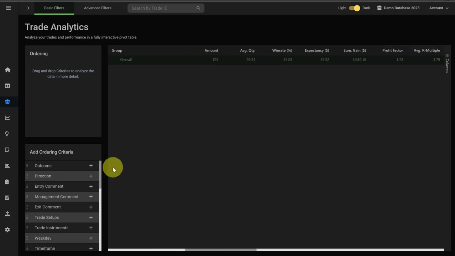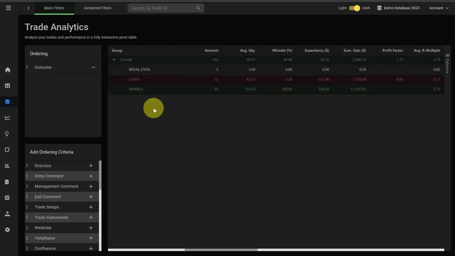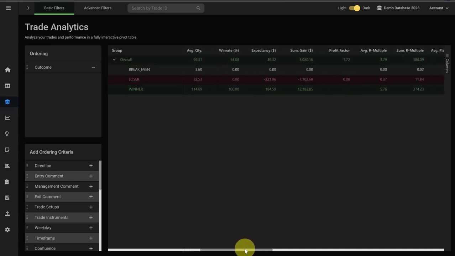The power of the trade analytics really comes to show once you start using the ordering criteria, because instead of just looking at the overall trades, we can get a breakdown. For example, we can choose the ordering criteria of outcome. So we click on the plus icon next to the outcome, it will move here to the active ordering criteria. And then once you click on this arrow next to overall, you get the breakdown between your break-even, your losing, and your winning trades. And this provides you with more insights into your trading performance.